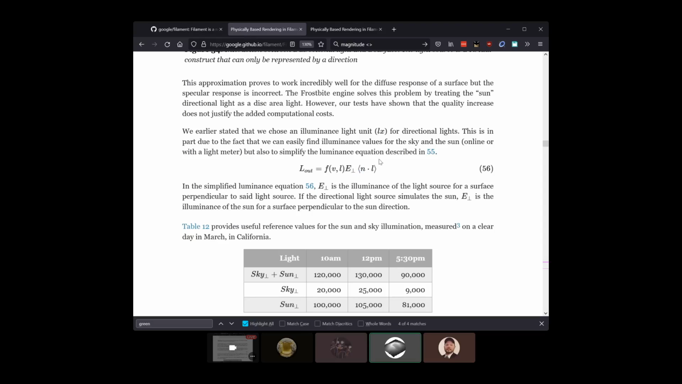So that's basically Lambertian. It's part of the Lambert formulation. Okay.